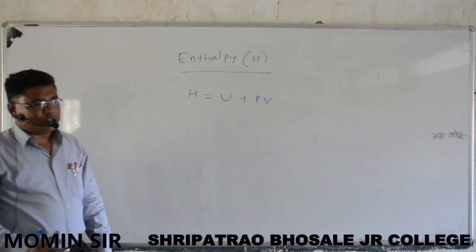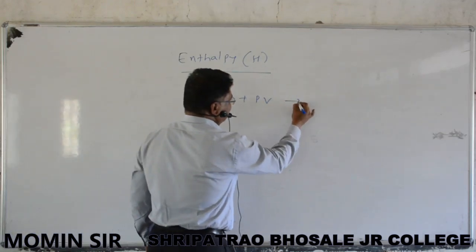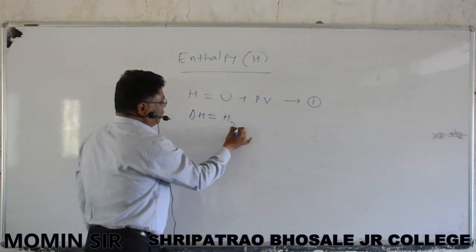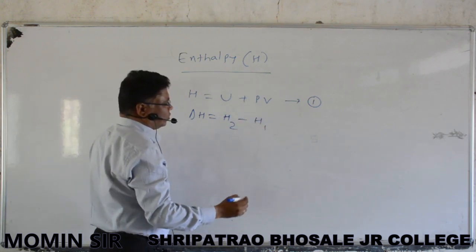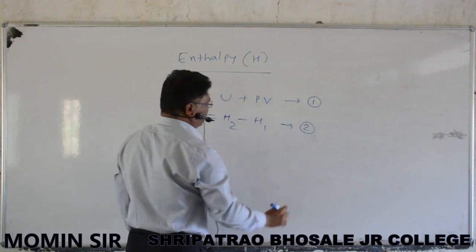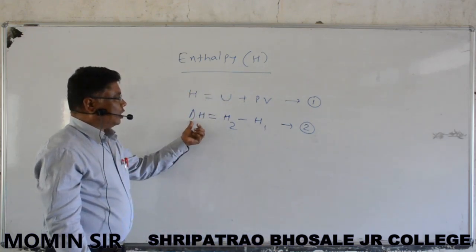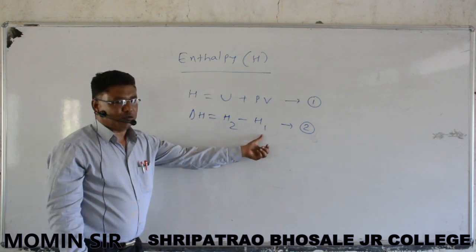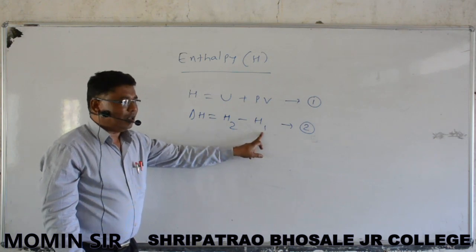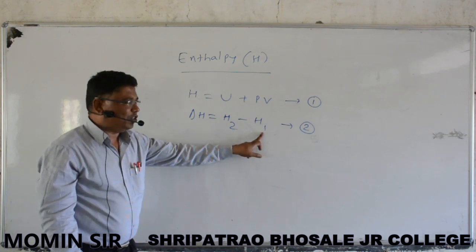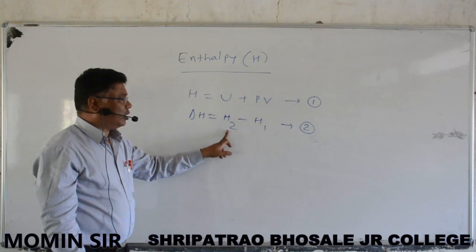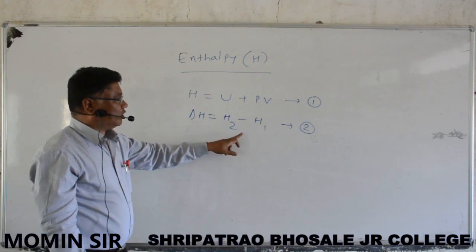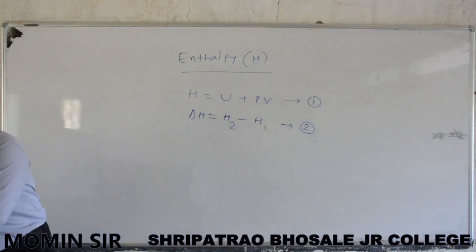This is equation number 1. Change in enthalpy delta H is equal to H2 minus H1. This is equation number 2. H1 stands for enthalpy in the initial state of the system. H2 is called enthalpy in the final state of the system. So, delta H is equal to H2 minus H1.